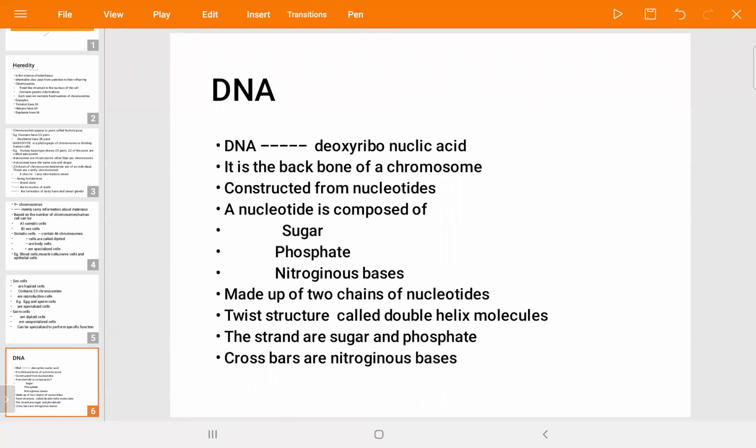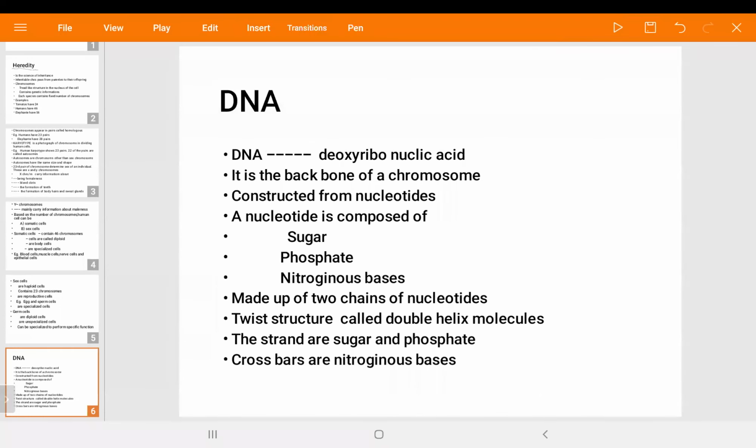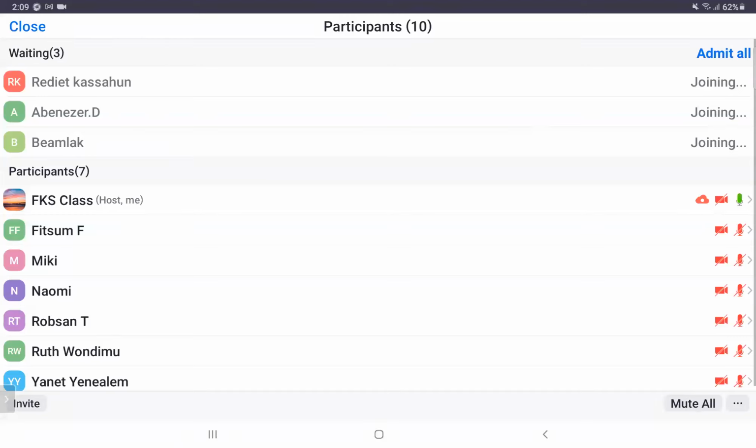DNA is made up of 2 chains of nucleotides. This twisted structure is called a double helix molecule. The strands of DNA are sugar and phosphate. The strands of DNA consist of what? Sugar and phosphate group. And the crossbars are nitrogenous bases. The crossbar is made from nitrogenous bases.